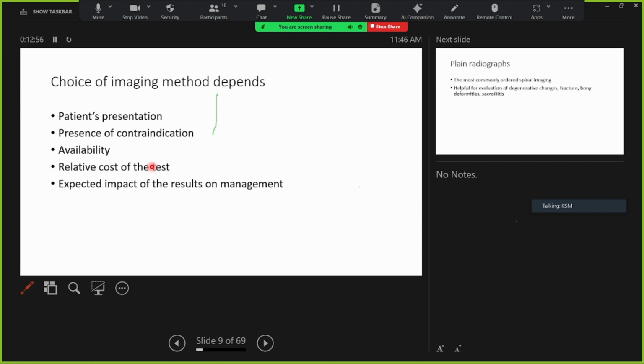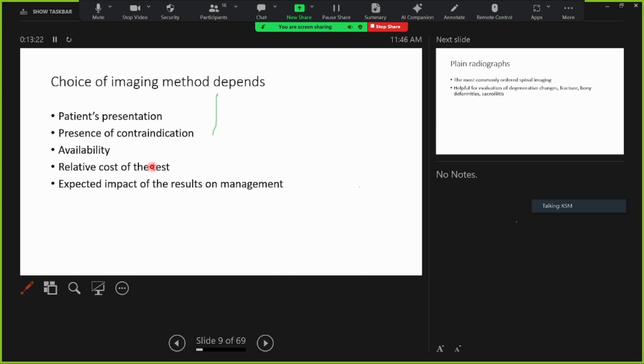Sometimes we want to do MRI, but the patient has a contraindication for MRI, so the patient can't undergo MRI. Then we have to use another modality to image the patient. And the availability: MRI, we know, is a very limited resource, not freely available. Sometimes we have to go for suboptimal imaging even though we want MRI.